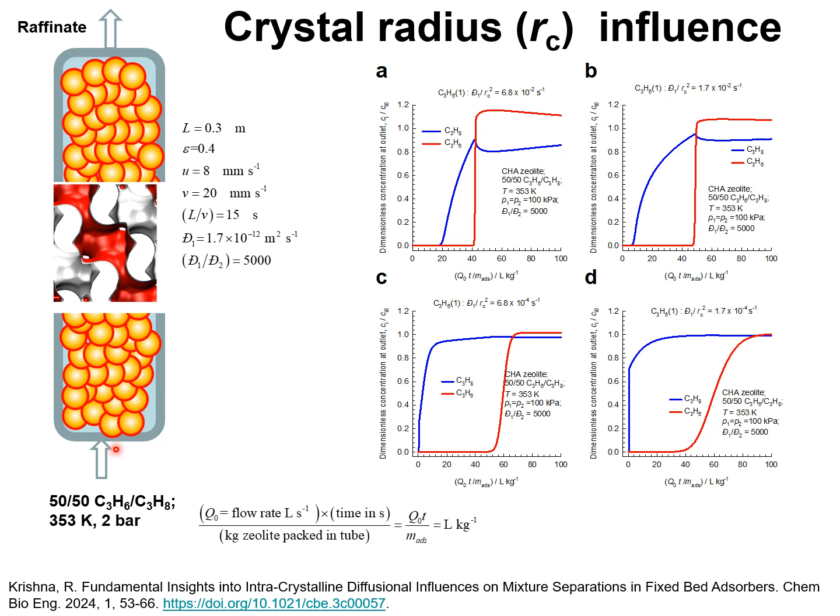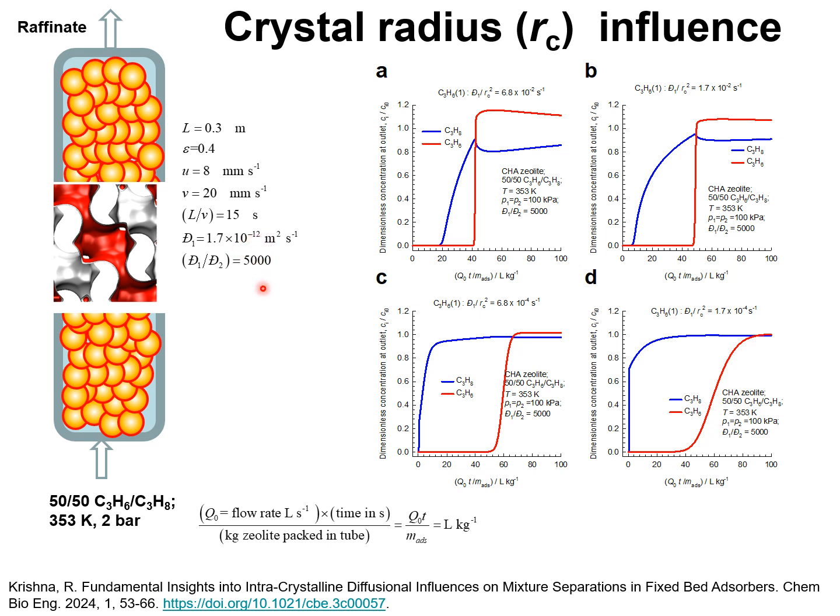The contact time between the gaseous mixture and the crystals of Chabasite zeolite is L divided by V, which is 15 seconds. The ratio of the Maxwell-Stefan diffusivity of component 1 to that of component 2 is taken to be 5,000 based on the experiments of Ruthven and Reyes shown on the foregoing slide. The Maxwell-Stefan diffusivity of component 1 is 1.7 × 10^-12 square meters per second.